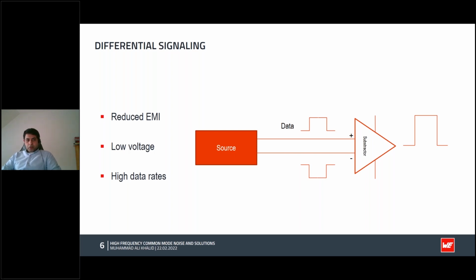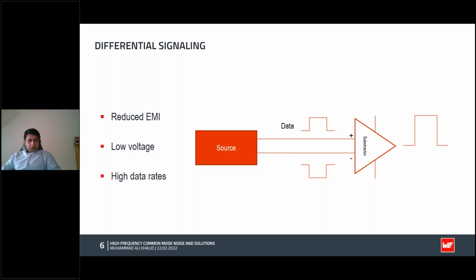But why do we even use differential signaling for data transmission? Why not just use one line or conductor? This is because of the advantages that come with the differential signaling of that data. Some of these advantages are mentioned here in the slide.